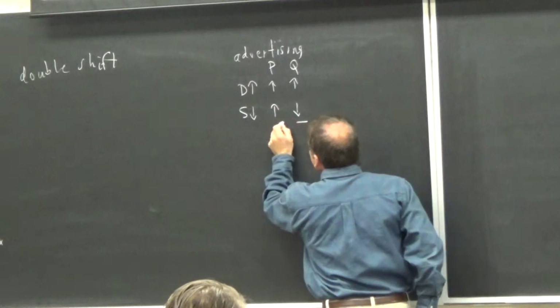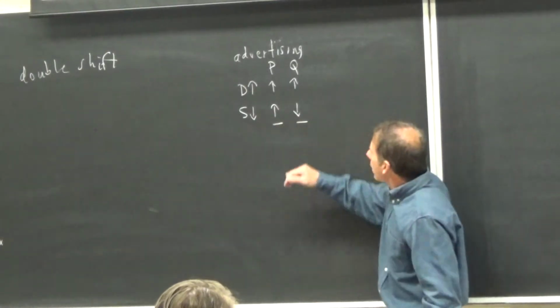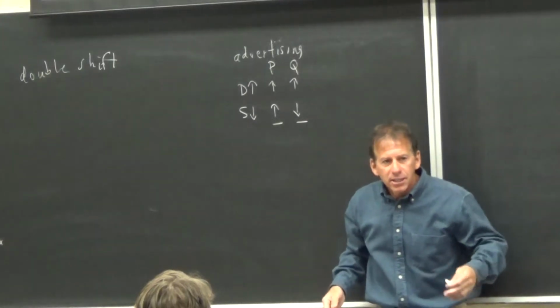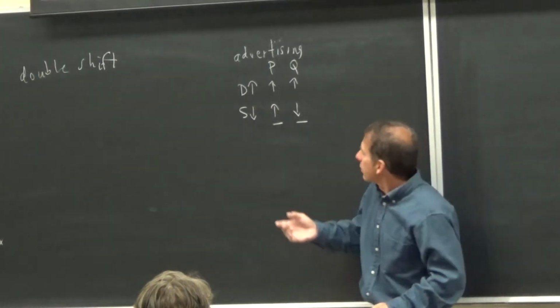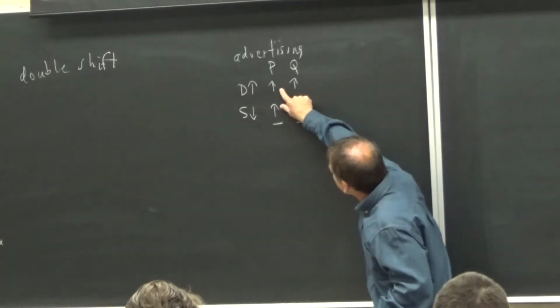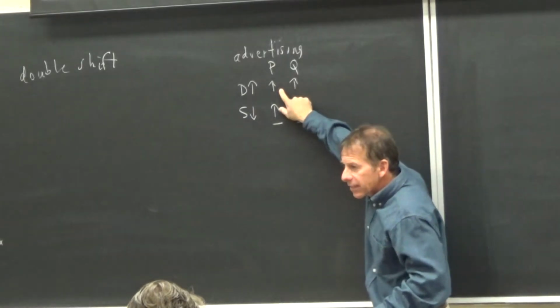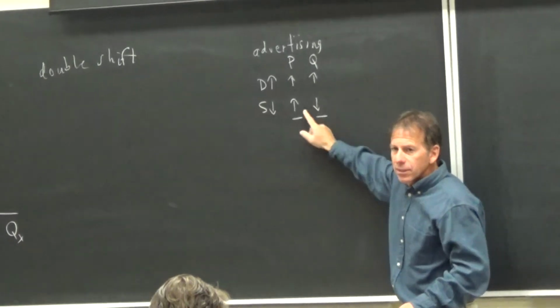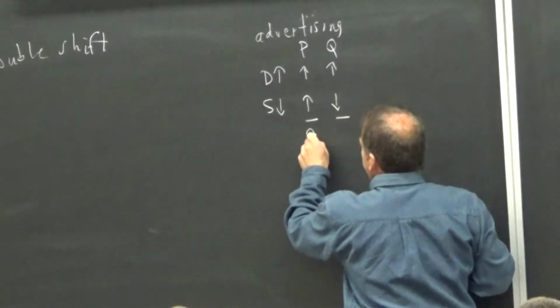So what is the net result of these shifts in the demand curve and the supply curve? Well, prices are going to go up here with a demand increase, and prices are going to go up here with a supply decrease. So we know prices are going to go up.